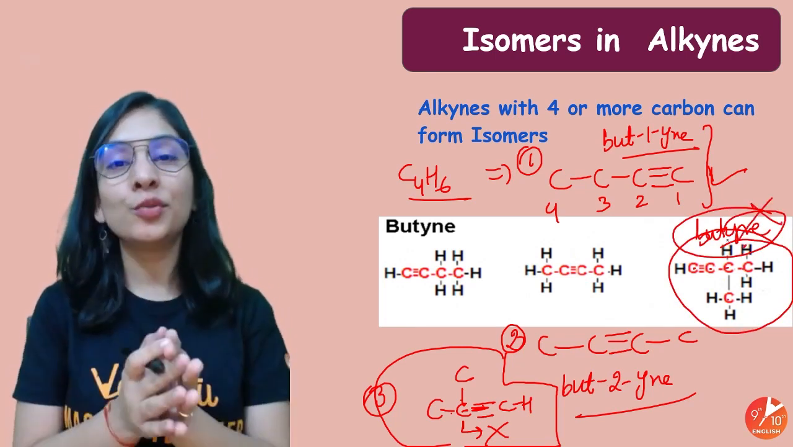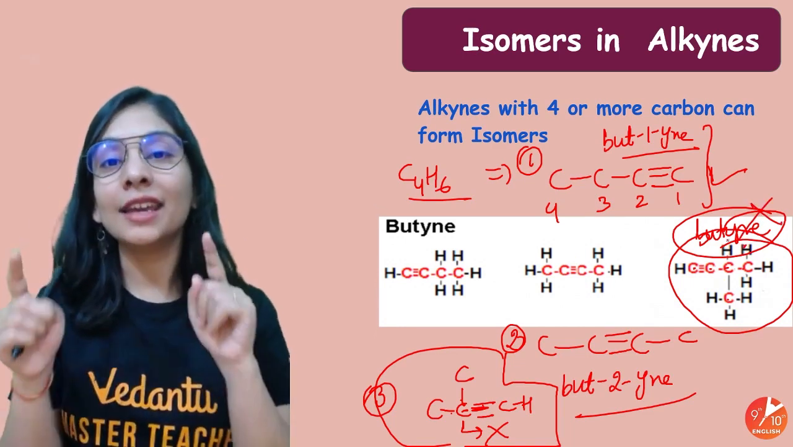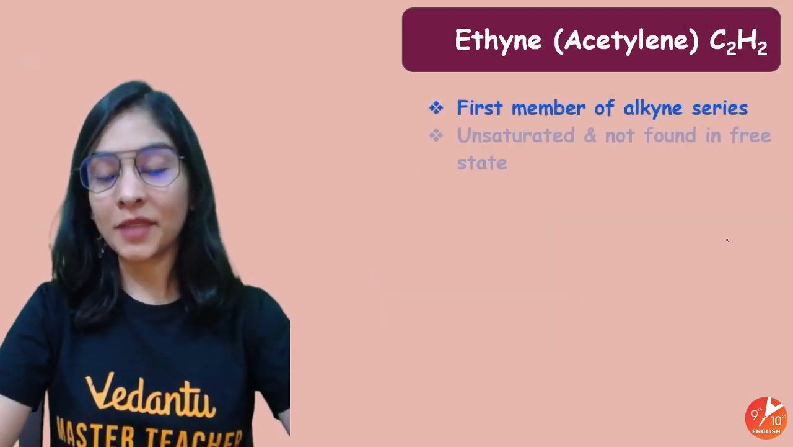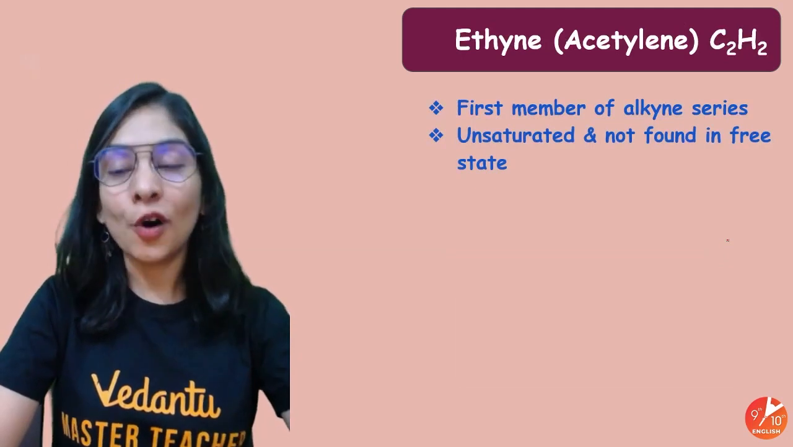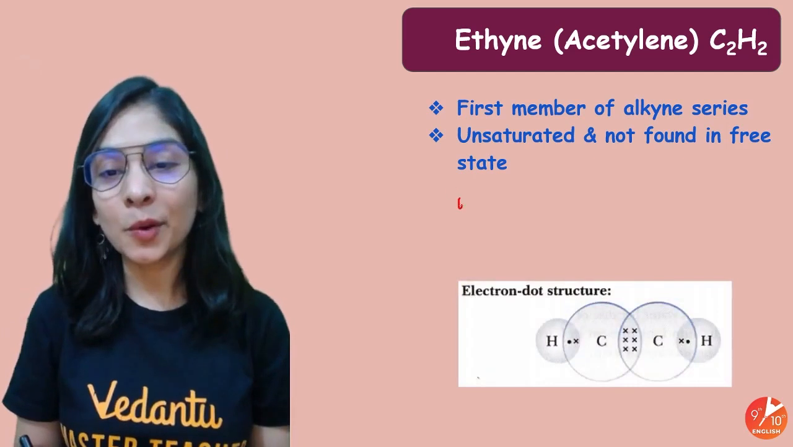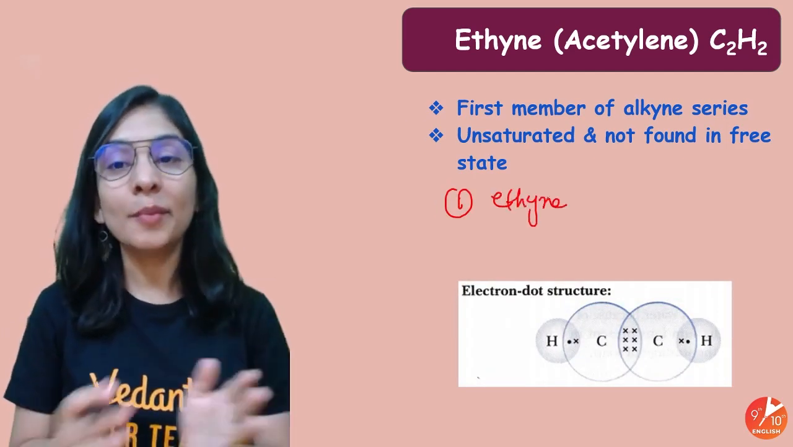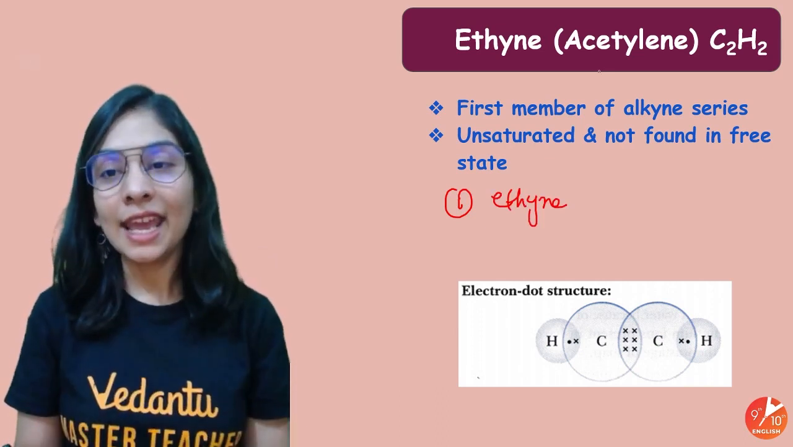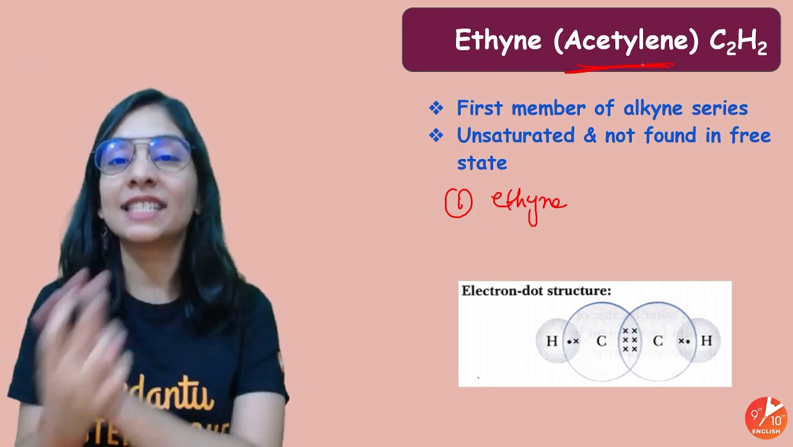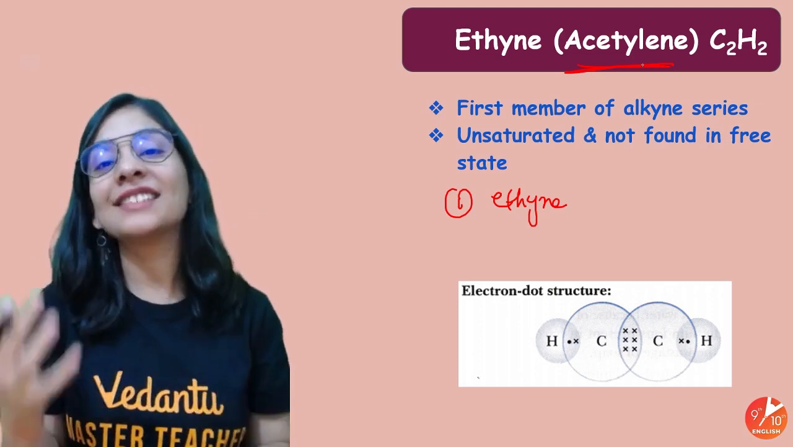So if I talk about butyne, what are the possible isomers? These two. The difference is in the position of their triple bond. All right, students. So let's talk about in what form they are present. I hope that's pretty much clear that the first member will be ethyne, then propyne, butyne, pentyne and all. But we need to discuss ethyne in detail, and ethyne is also commonly called acetylene. Ethene is ethylene, and ethyne is acetylene.